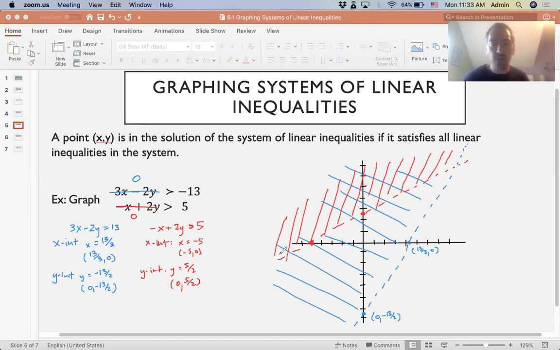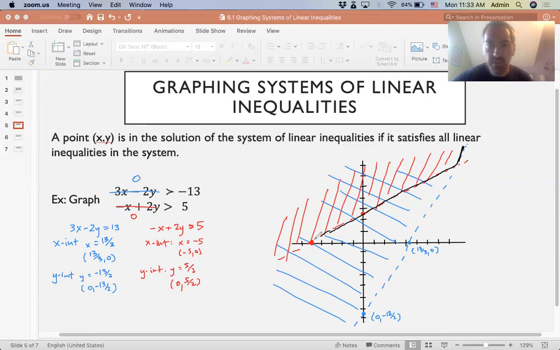All right, so now we have graphed both linear inequalities on the same plane, and the solution will be the overlap, wherever you see the red and the blue. Let me do this in black to highlight. That's going to be everywhere in this region here.